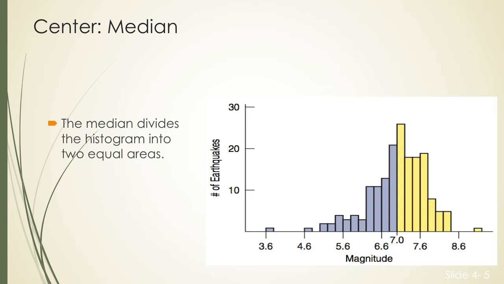Note that the median is less susceptible to outliers and skewness in the data. For example, consider again the earthquake with a magnitude of 3.6. If this value was moved up a bit or down a bit, it would have no effect on the median, since 50% of the data values would still be below 7.0.